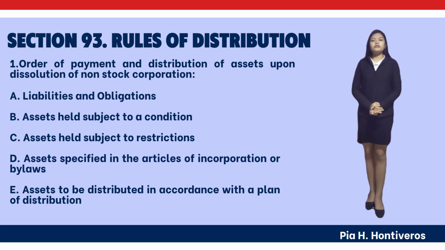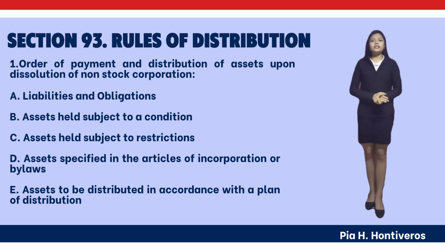The order of payment and distribution of assets upon dissolution of a non-stock corporation are the following. Number 1, liabilities and obligations. Number 2, assets held subject to a condition that requires the return, transfer, or conveyance, a condition that arises from the dissolution of the entity, must be transferred or conveyed in line with such requirements. Number 3, assets held subject to restrictions allowing their use only for educational, charitable, religious, or similar purposes may be transferred or conveyed to one or more corporations with a similar purpose.